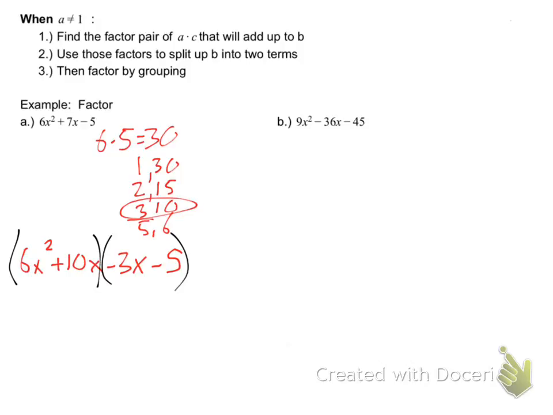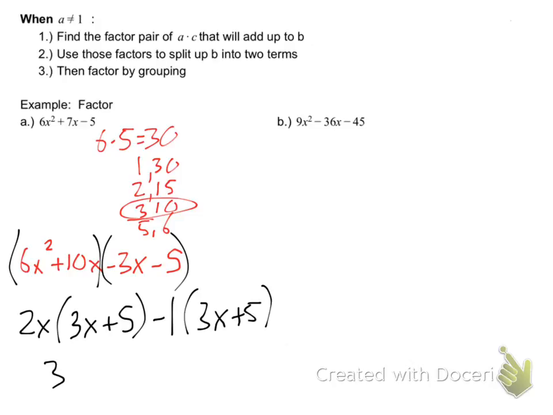Group it up. What can I pull out? 2x. What's left? 3x plus 5. And pulling out negative 1. See? That's why I put the negative inside, so you recognize that it's a negative there, right? And that means 3x plus 5, and so it must be 3x plus 5, that's a bad plus sign, there we go, and 2x minus 1. You have now just factored it. Awesome.